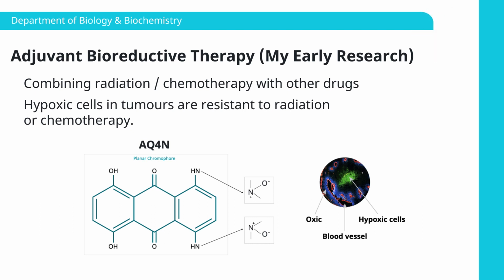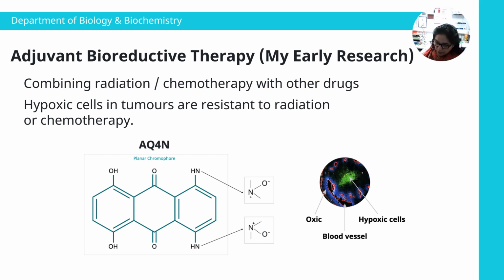So here's a clever trick. You can use drugs called bioreductives. Now these are typically harmless prodrugs. However, when these drugs encounter a hypoxic environment, they are converted into a toxic compound.